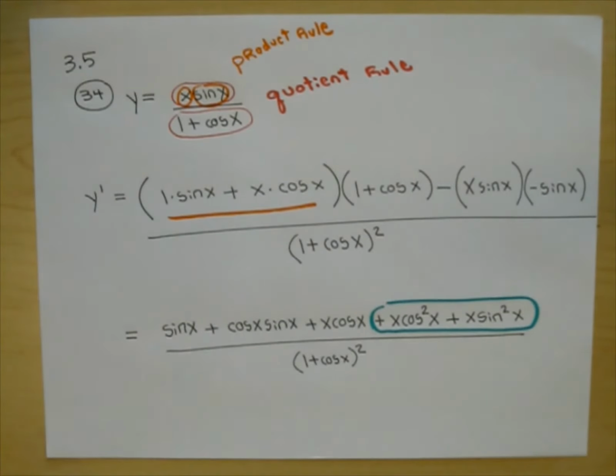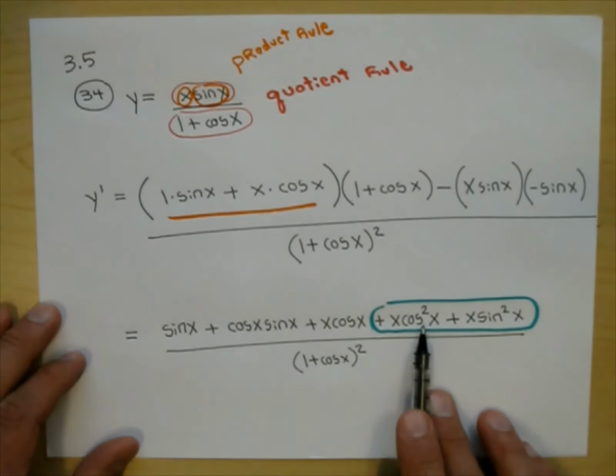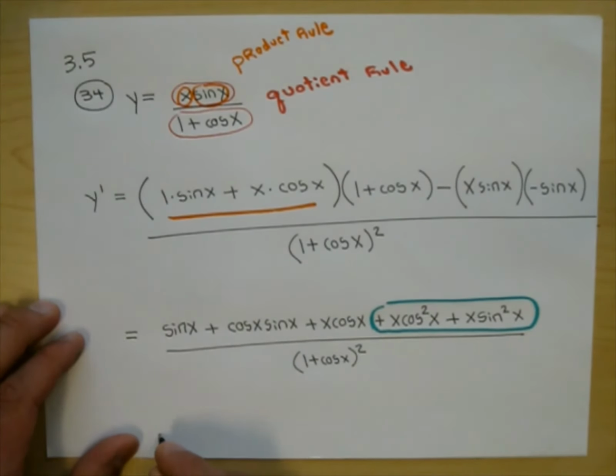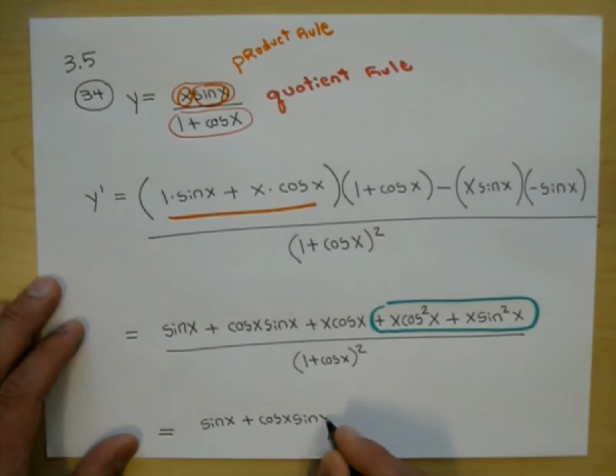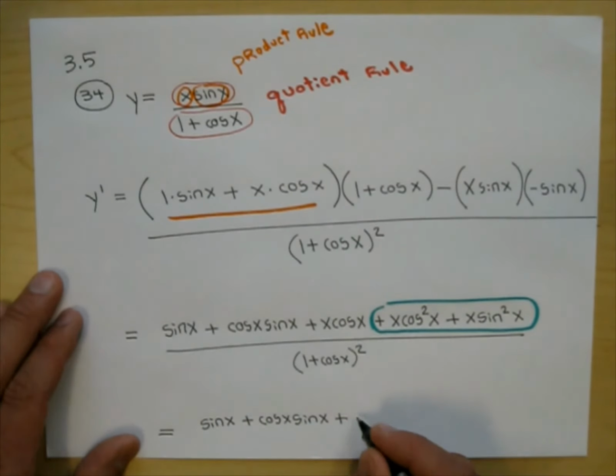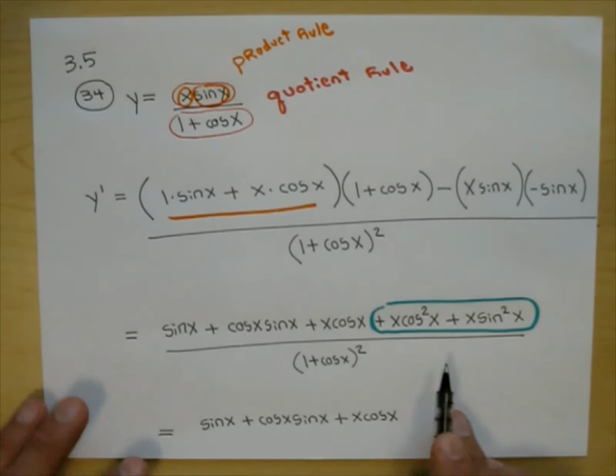When I see a sine squared and a cosine squared, it makes me wonder, oh, well, that should be an identity that I know. So I have a sine x plus cosine x sine x plus x cosine x. And then this one right here.